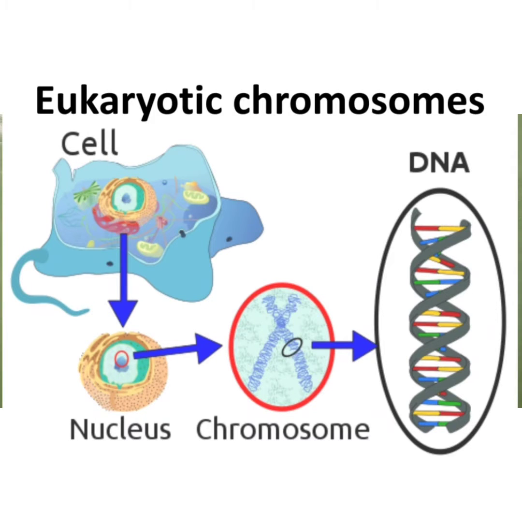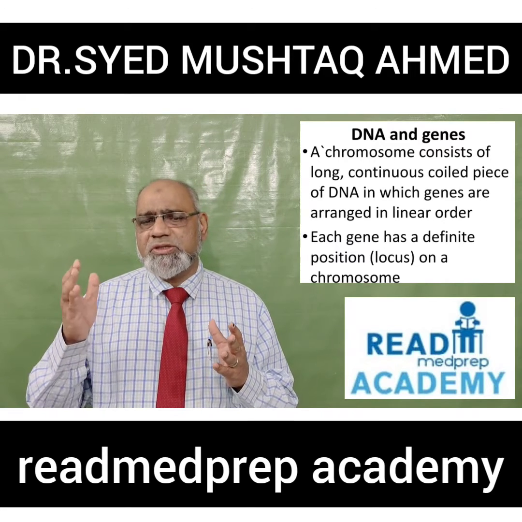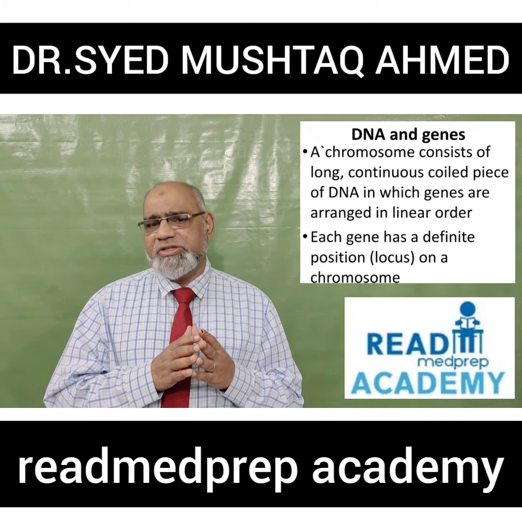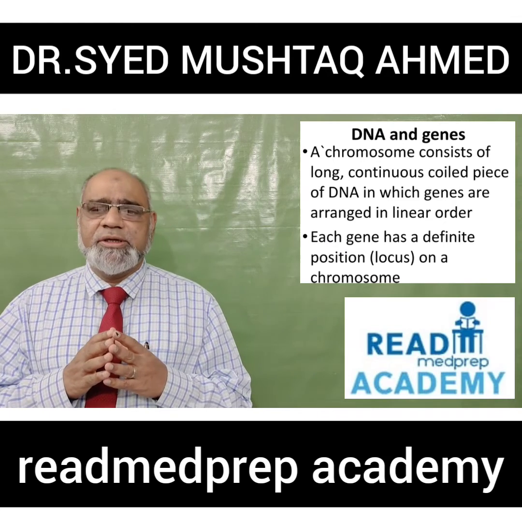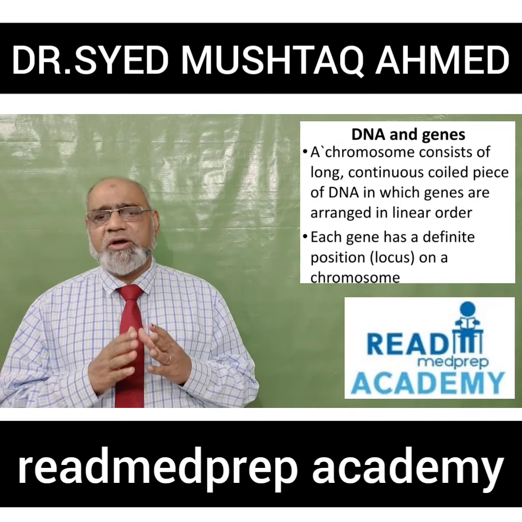Here you can see the eukaryotic chromosome, where the nucleus is present in the cell, which contains the chromatin material which condenses itself to form the chromosome. The chromosome is made up of DNA. A chromosome consists of a long, continuous coiled piece of DNA in which genes are arranged in linear order. Each gene has a definite position or locus on a chromosome.